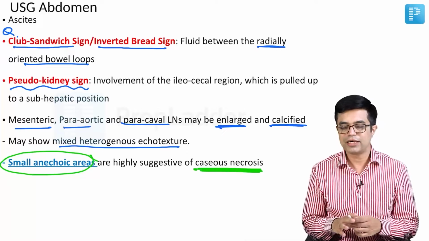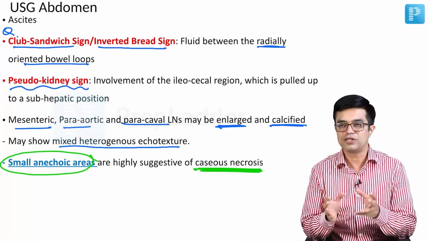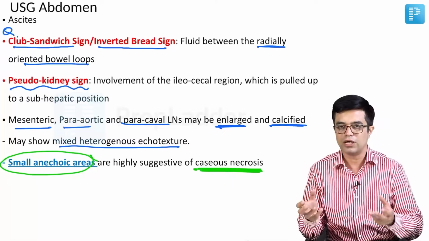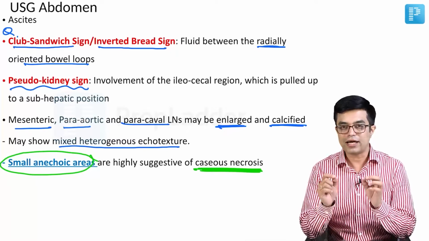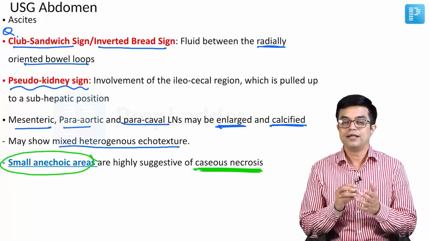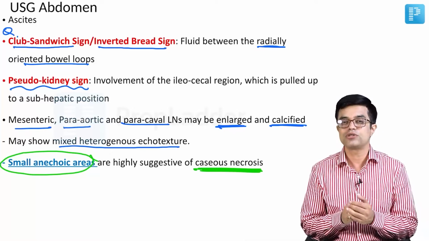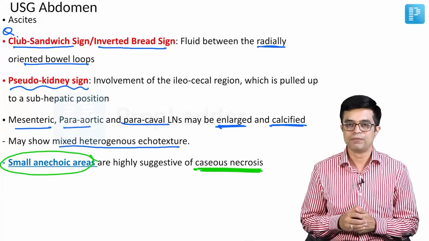Remember that anechoic areas suggestive of caseous necrosis will never be present in a patient with lymphoma having enlarged lymph nodes. So if somebody asks you on ultrasound, how will you distinguish whether the lymph nodes are enlarged due to tuberculosis or due to lymphoma? Look for anechoic areas within the lymph nodes. If anechoic or severely hypoechoic areas are present, that indicates caseous necrosis. Central caseous necrosis is not found in patients with lymphoma.